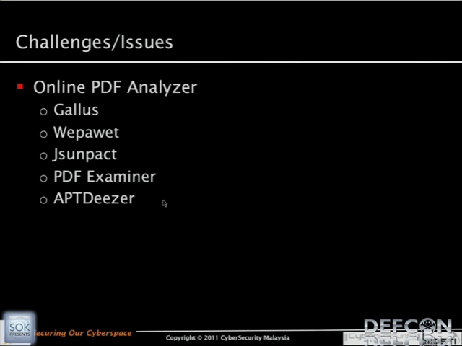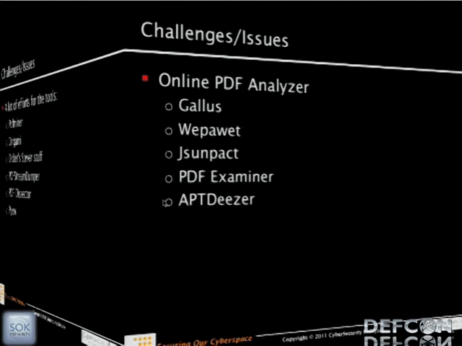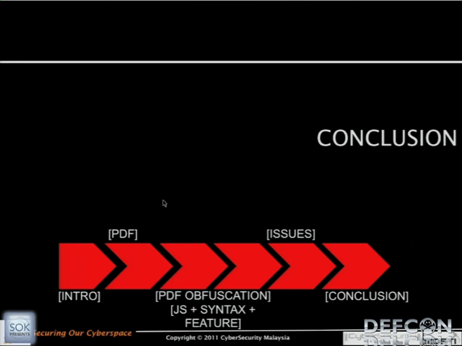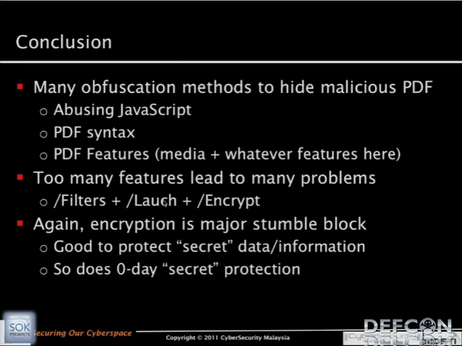Yeah, and then there are also a couple of online PDF analyzers as well. The one that we built is called Gallus. Then I think there are Wepawet, JSUnpack, and PDF Examiner. And the last one is also built by our friend, our previous presenter, a PDF analyzer called APT User. So still, all these applications that have been built are not 100% comparable with how the PDF reader application works. So it's very tricky.